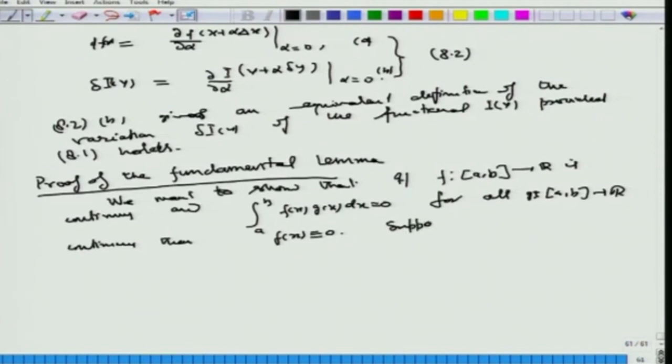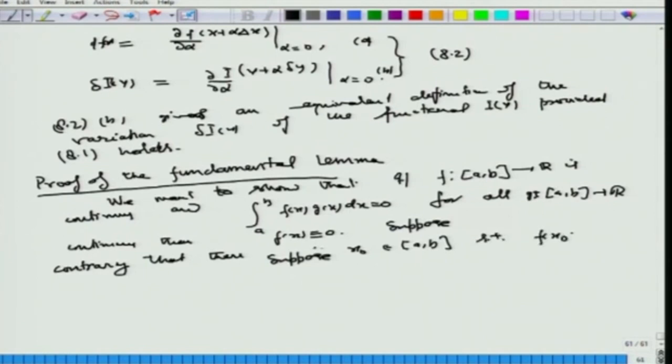So, suppose to the contrary that f x is not identically 0. So, suppose that there exists x 0 in the interval a to b such that f x 0 is not equal to 0. Now, here the situation can occur that x 0 could be either a or b. So, if x 0 is a, then f x 0 could be above or below the axis.